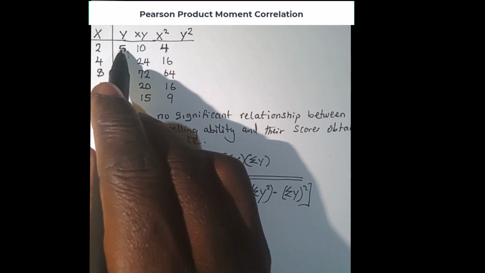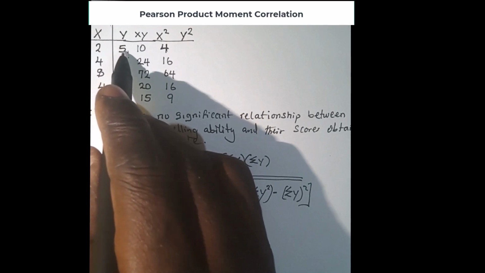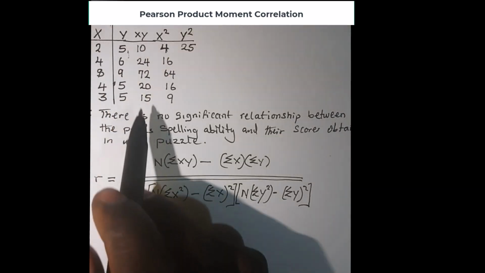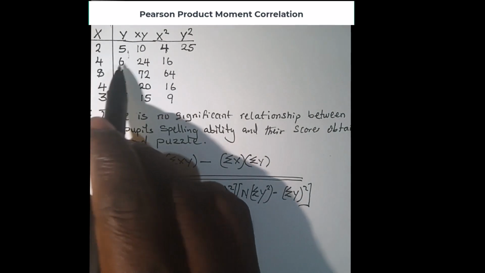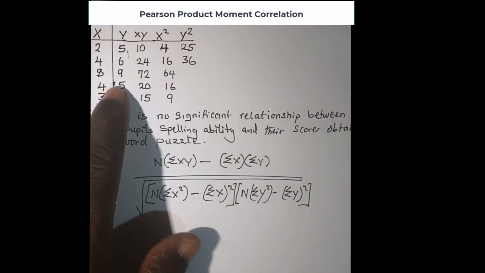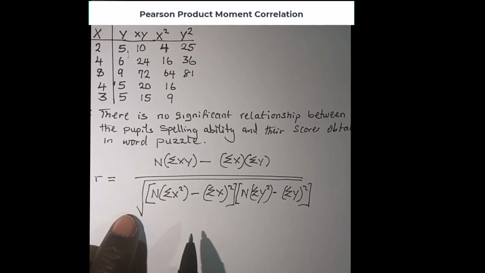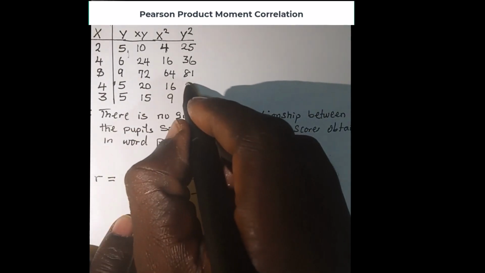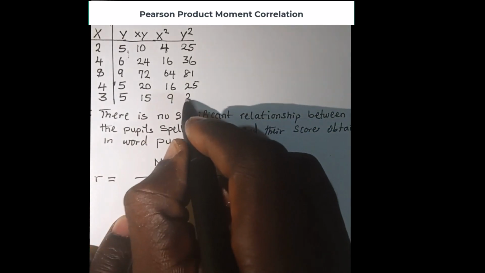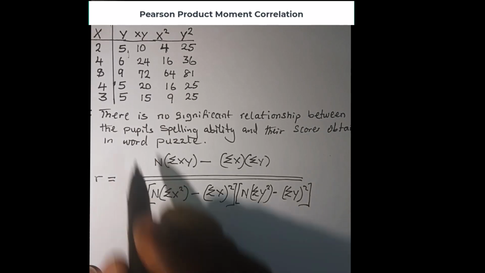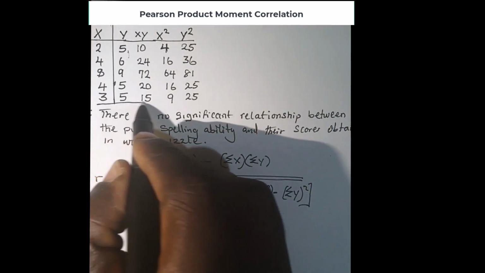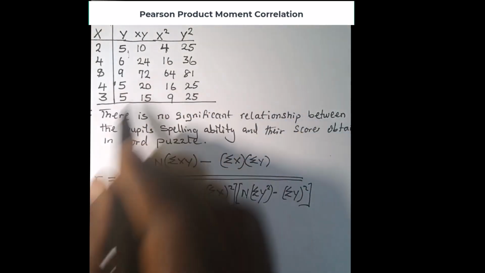Then the next thing we need is y squared, meaning we multiply these variables by themselves. 5 squared gives 25, 6 squared gives 36, 9 squared gives 81, 5 squared gives 25, and 5 squared again gives 25. So now the next thing is to get the summation of all these parameters.